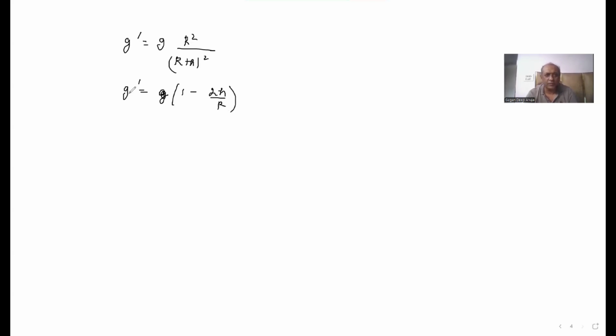So this is another formula. If height is approximately equal to the radius of Earth, and if I use the second formula, what I will get is G dash is equal to G into 1 minus 2R divided by R, so R gets cancelled and 1 minus 2 gives you minus 1. So what we get is G dash is equal to minus G. This is a wrong result because acceleration due to gravity cannot be negative here.